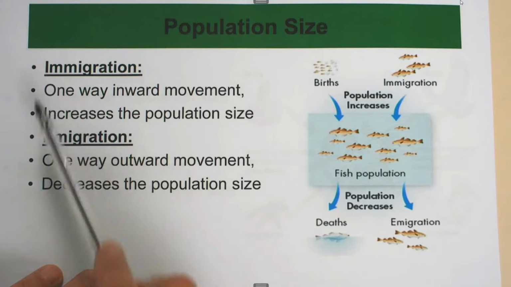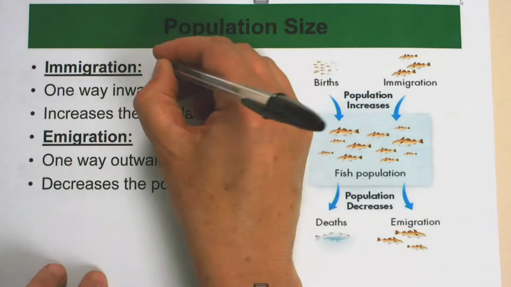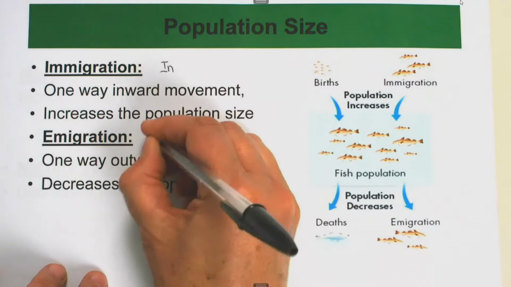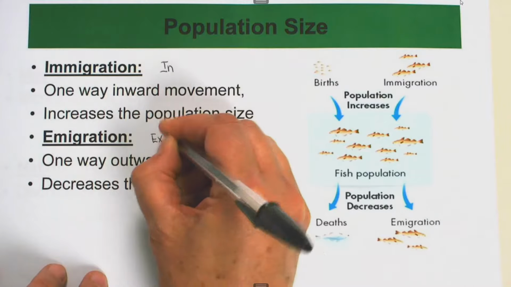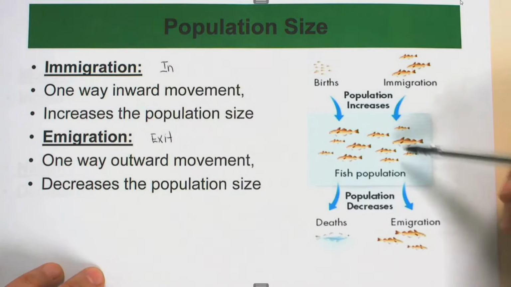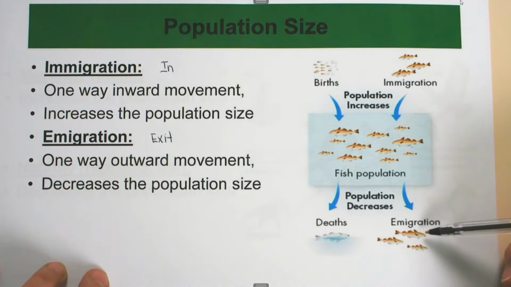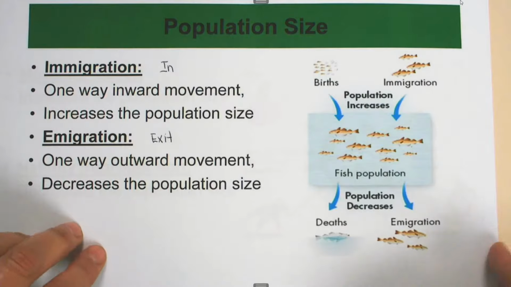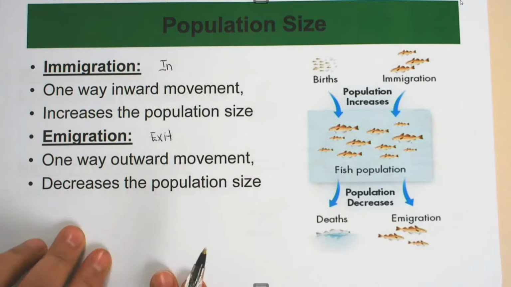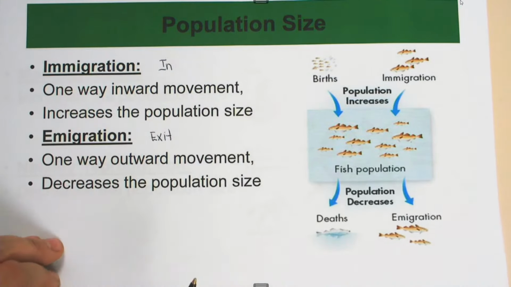When there's an outward movement, when they move away, we call it emigration. Exit: coming in, going out. So this one, they're coming in, and this one, it's exit, they're going out. When they come in, they're going to increase the population. When they go out, they're going to decrease the population. Okay, population size is influenced by immigration and emigration.